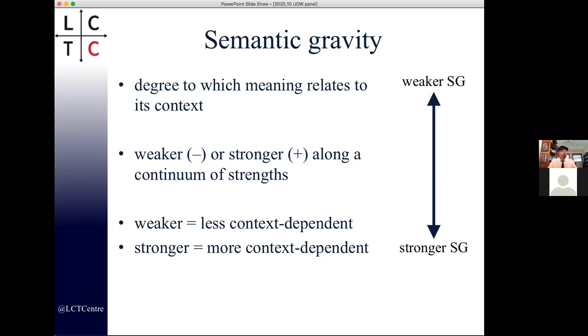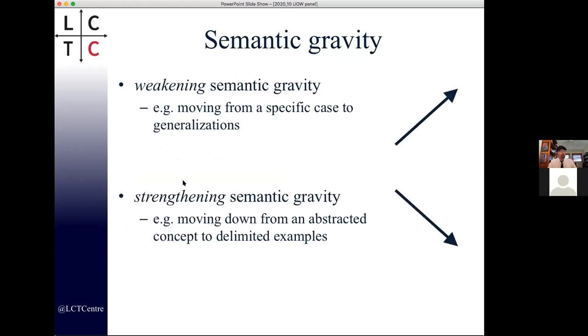But anyway, we can describe using semantic gravity movements, like weakening semantic gravity, such as moving from particular cases up to generalizations and theories that cover a much wider range of contexts. And we can describe strengthening of semantic gravity, such as moving from a theory down to a particular specific instance or example.